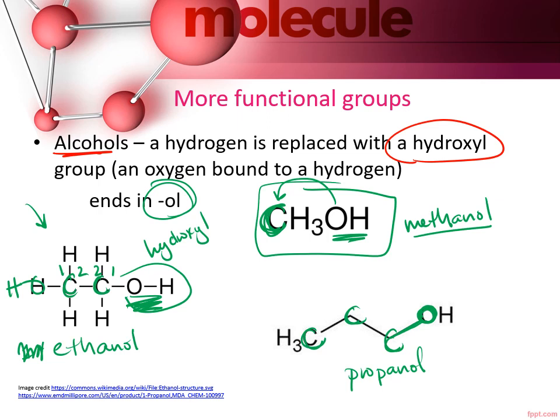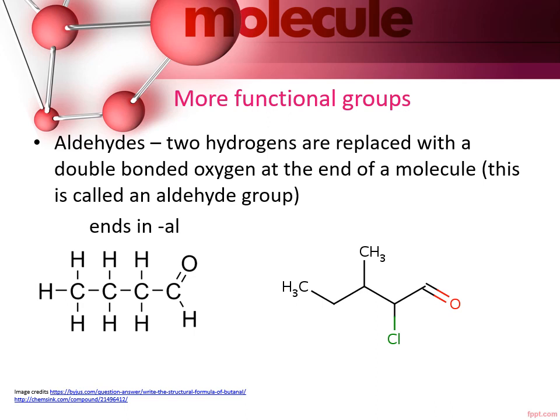We can only have a 1-ethanol, and so I don't need to include the number. Propanol, though, I could put the OH group here instead of here. And so I should clarify that this is 1-propanol because I have the hydroxyl group on carbon number 1, not on carbon number 2. 1-propanol. All right, next up, we're going to look at aldehydes.